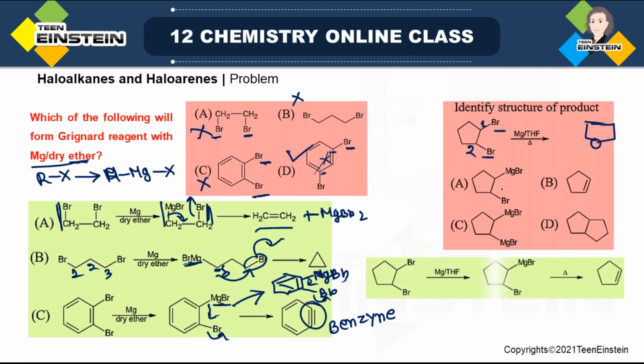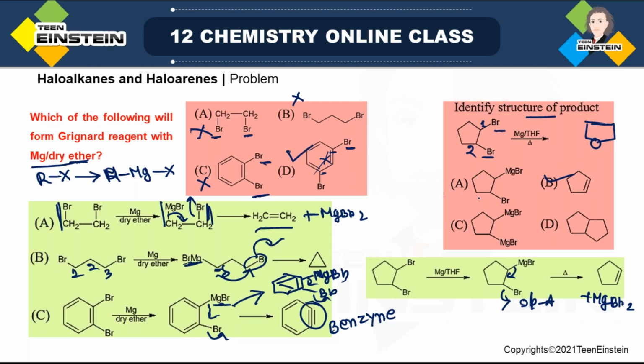So the reaction that will be here, one CBr will be converted to CMgBr, and this type of elimination reaction is possible. The byproduct is MgBr2, and you are getting CC double bond. So this is the structure of the product, right? Now this is also formed, that is option A molecule. This one, this is also formed, but this is not the end product. You have to identify the structure of the end product, not the intermediate.